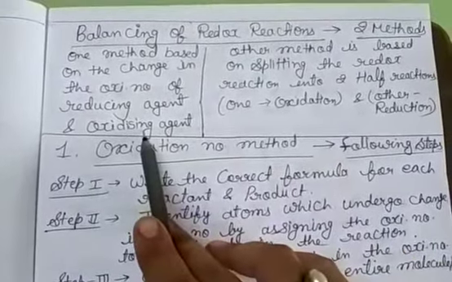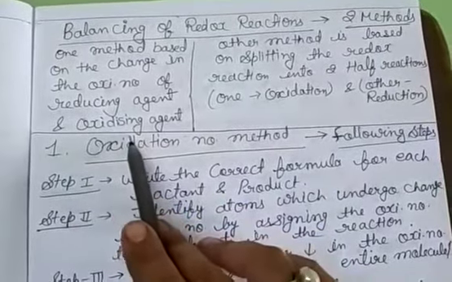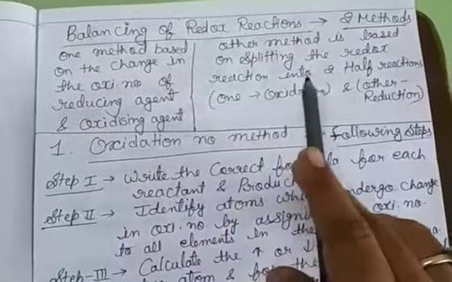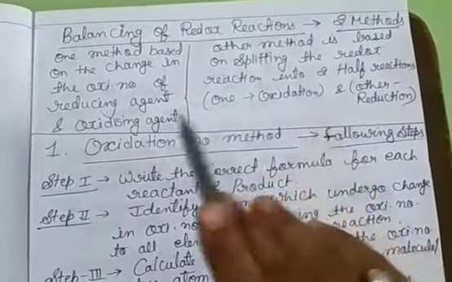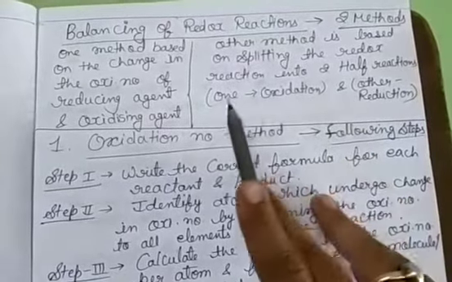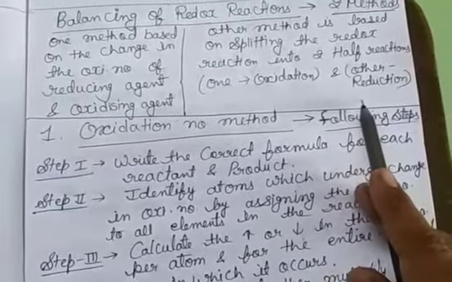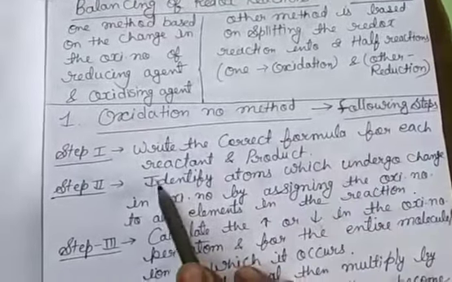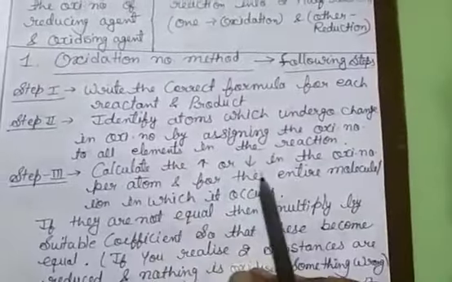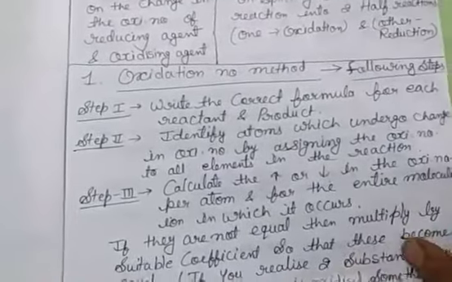The oxidation number method is based on the change in the oxidation number of the reducing agent and oxidizing agent. And in the half reaction method, the redox reaction is split into two half reactions. One half reaction represents oxidation and the second half reaction represents reduction. So first let me discuss the oxidation number method. Following steps.